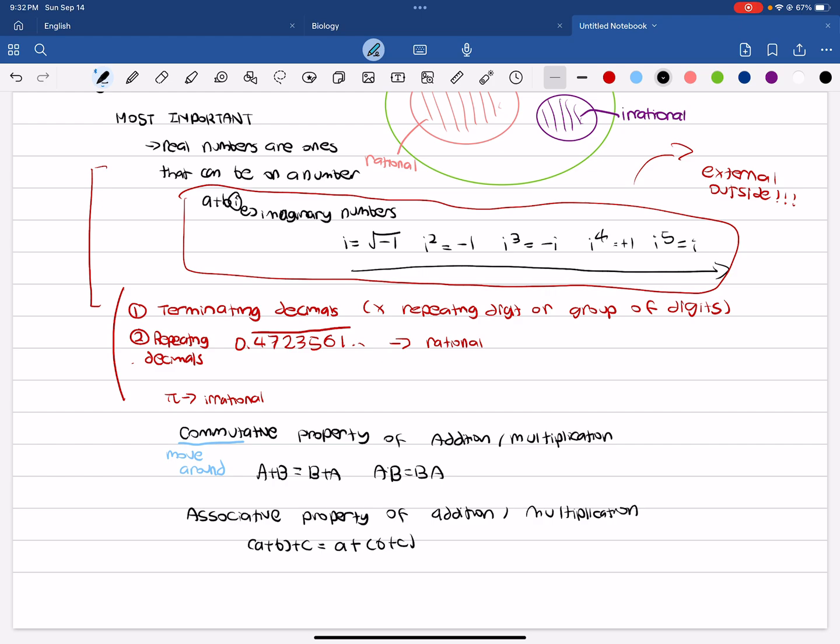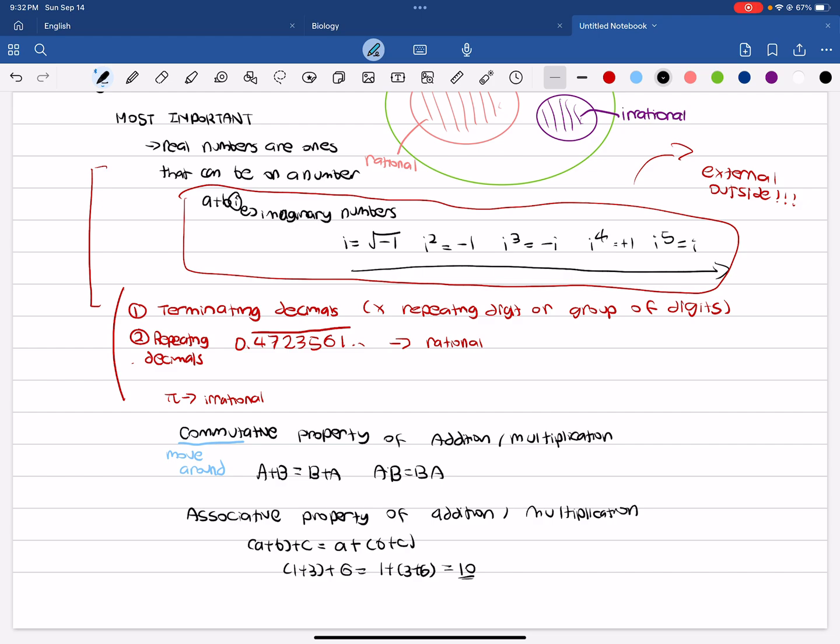For example, like 1 plus 3 plus 6 equals 1 plus 3 plus 6, but they're in parentheses. So basically, this proves that they're both 10, right? The same goes for multiplication. I will not explain that because it's just in the same format.